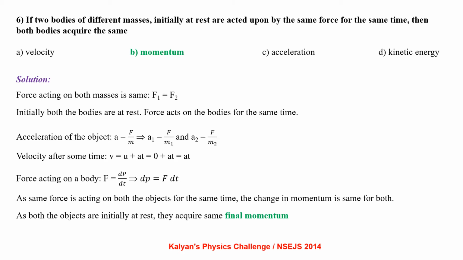Force acting on the body can also be written as F equal to dp by dt, where dp is change in momentum. So from there change in momentum is F dt. As the same force is acting on both the objects for the same time, the change in momentum is same for both cases. As the objects are initially at rest, they will acquire same final momentum.